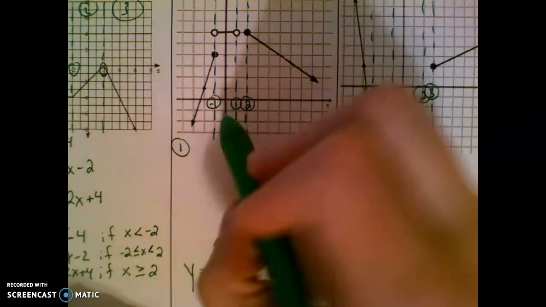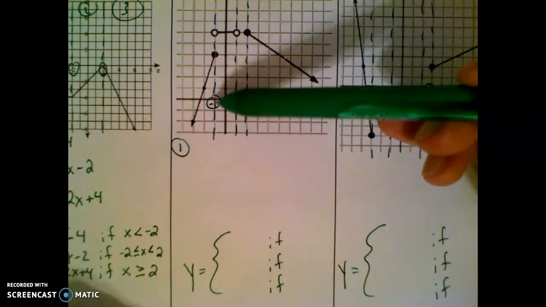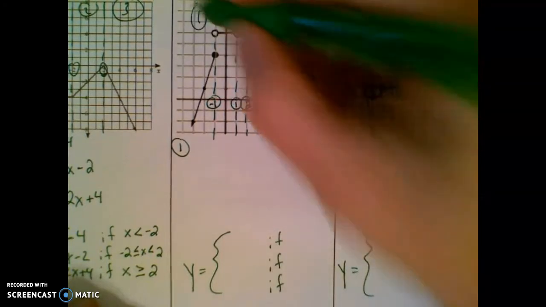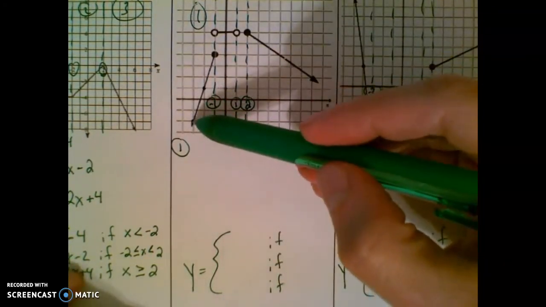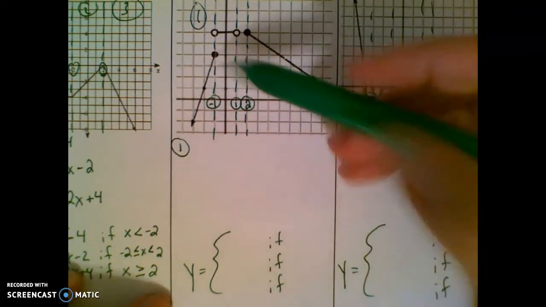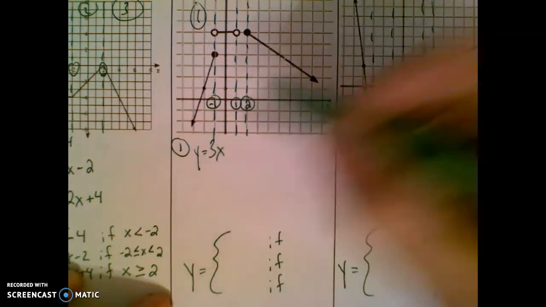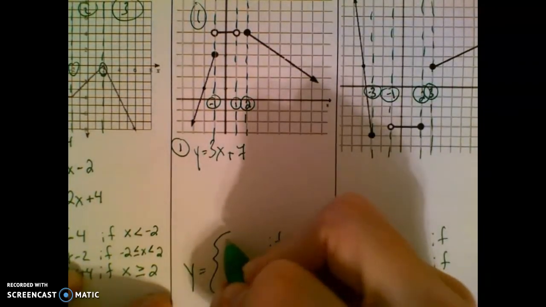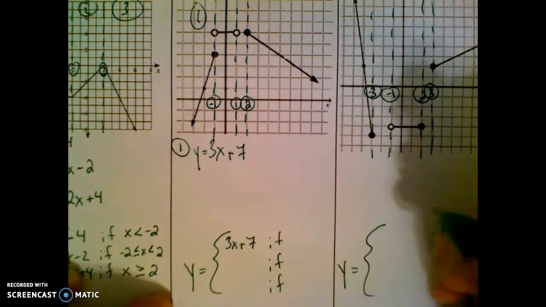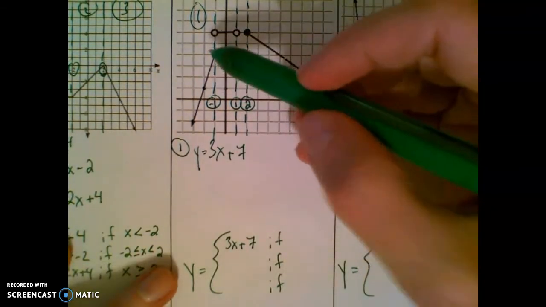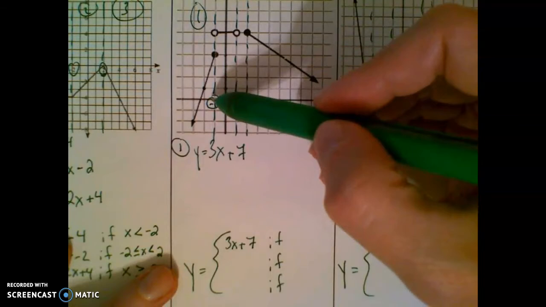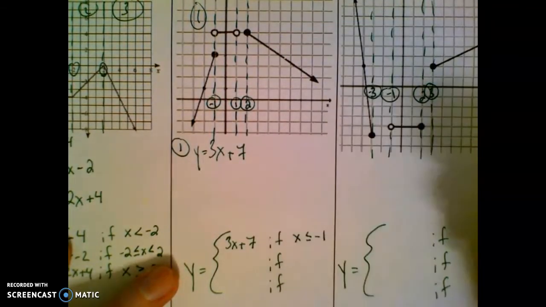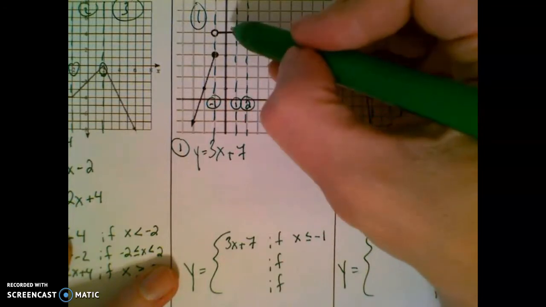Okay, this next one, so I went ahead and separated it in sections, and I went ahead and labeled -1, 1, and 2 so I could easily see it. First section is this guy here. I can see the slope is up 3 over 1, up 3 over 1, so I know it's going to be y equals 3x. And if I just count up 3 over 1, I see it's going to cross at 7. So that's going to be 3x plus 7, and we'll go ahead and do that restriction as well. This is starting at -1, and it goes forever left, and it's included, so x less than or equal to -1.